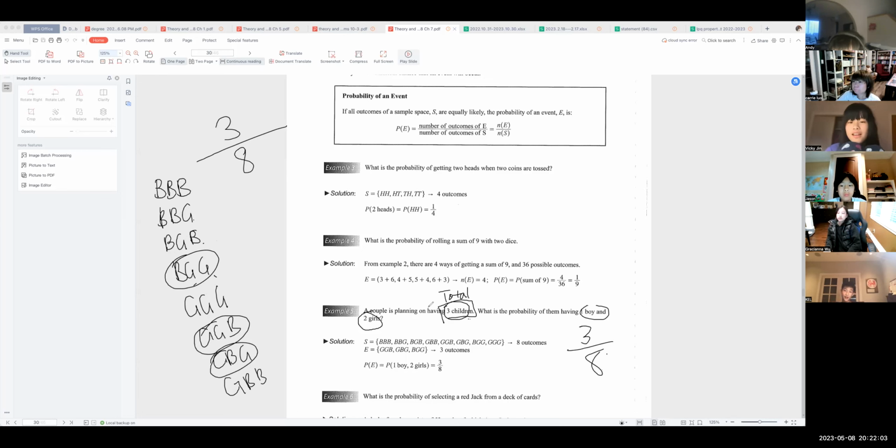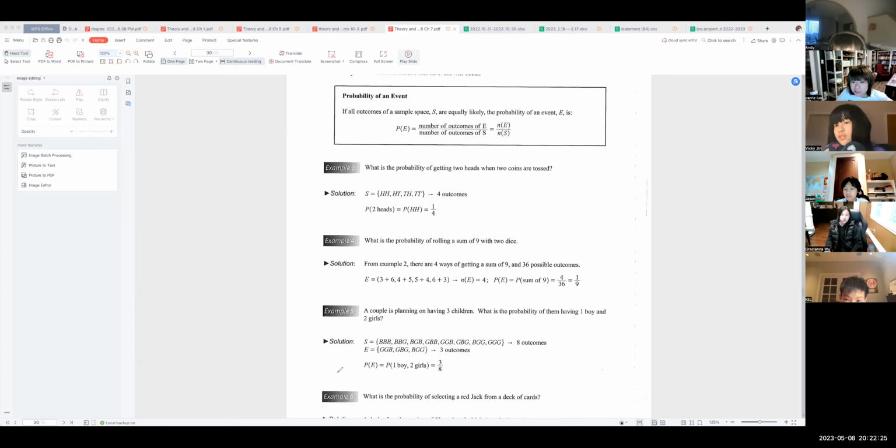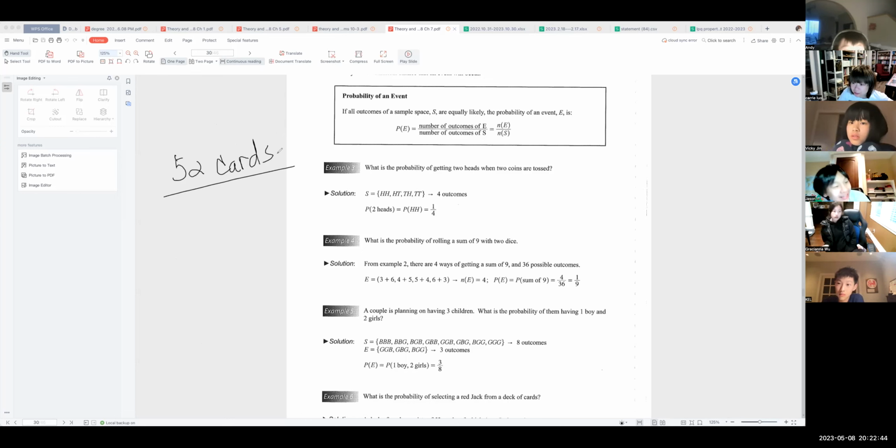OK，好。那我们现在来看一下，everybody。What is the probability of selecting a red jack from a deck of cards? How many cards are there altogether in a deck? 有几张卡？ There are 52 cards in one deck. 52 cards. 54. You guys are wrong. 大王小王不算的。Actually, your opinion is invalid since we are not counting jokers.